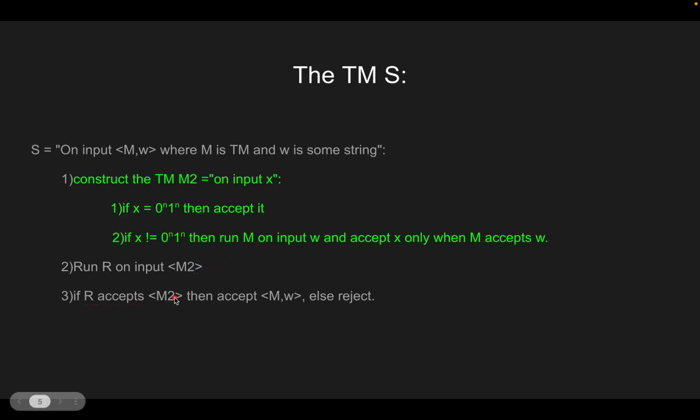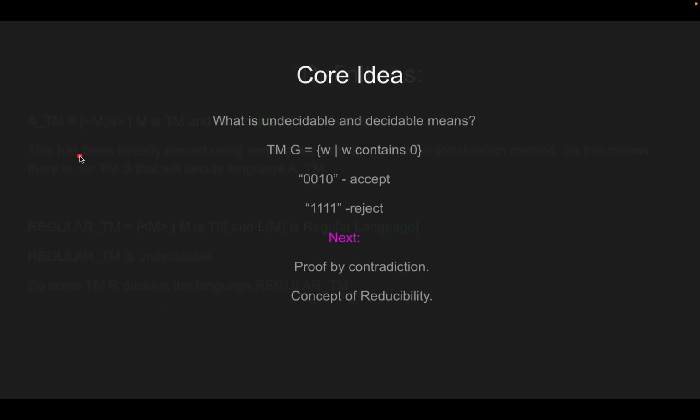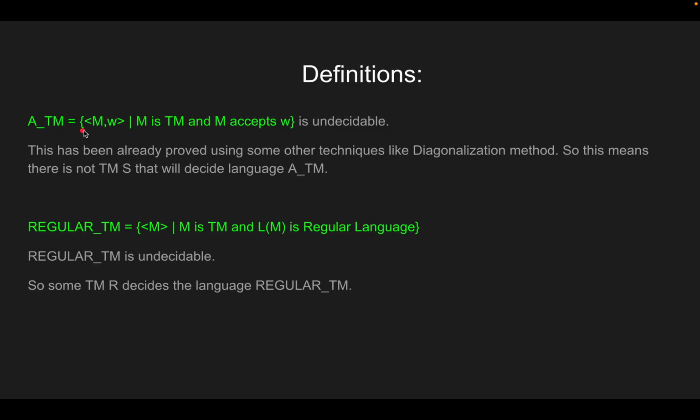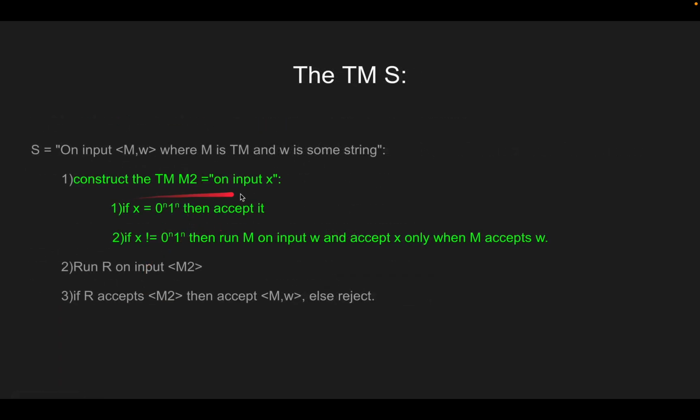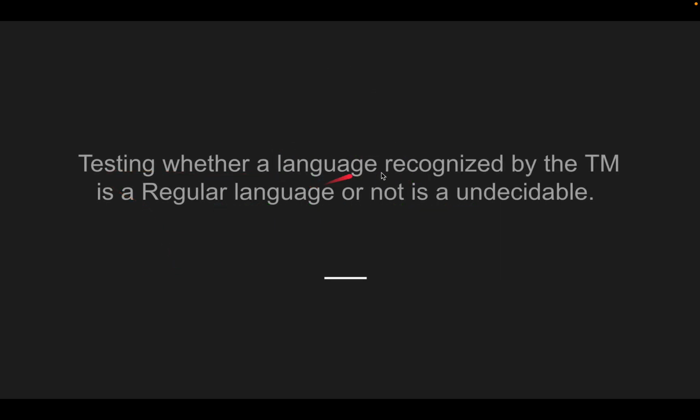So if R accepts M2, then this M2 is regular. That means M accepts w. That means we can accept this M comma w because M accepts w. Otherwise we will reject. In such a way we can build a Turing machine. This implies that A_TM is decidable, which is not true. It is undecidable. This is the contradiction. So there can't be any Turing machine that can decide whether some Turing machine M2 is regular or not. So we have proven that testing whether the language recognized by a Turing machine is regular is undecidable.